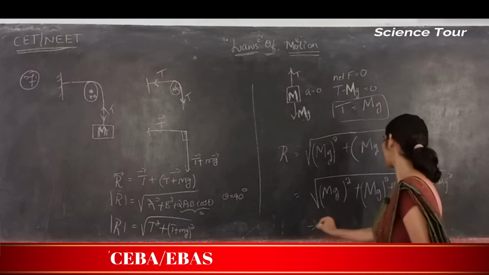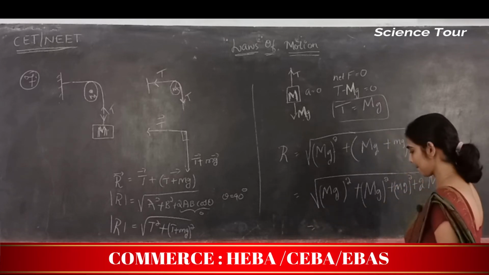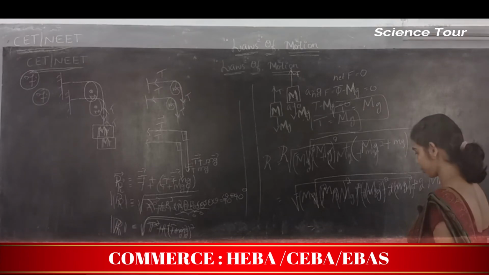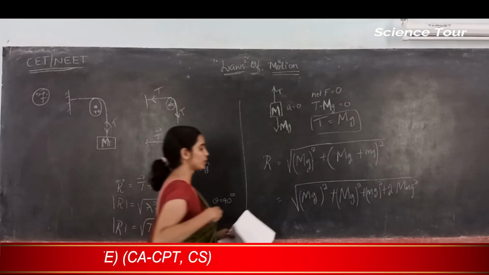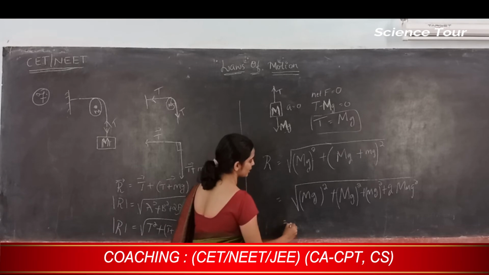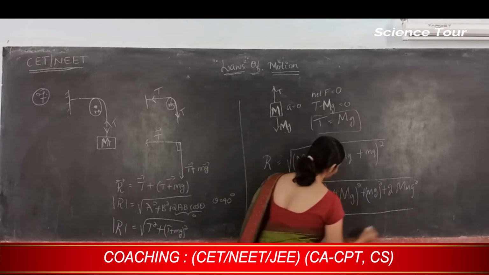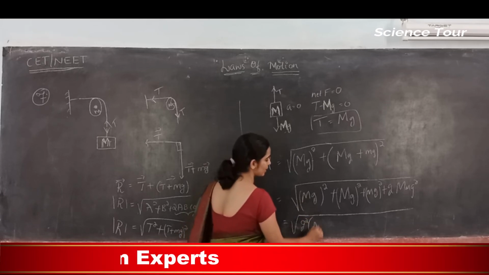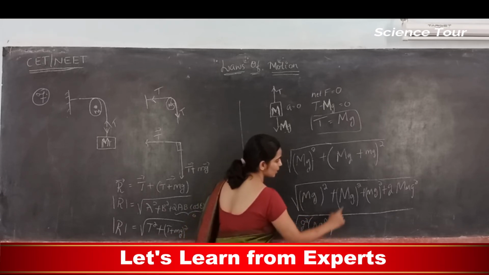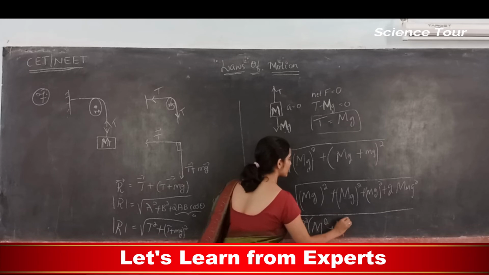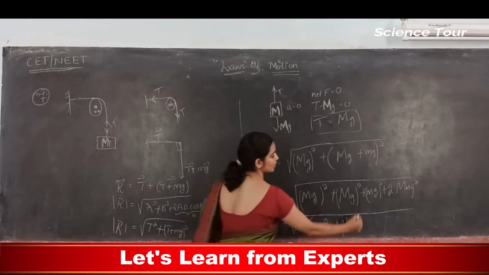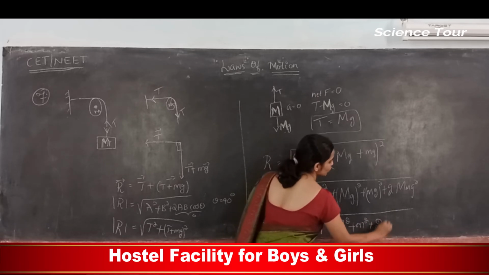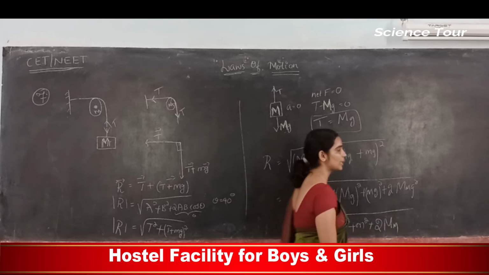Okay. Then you can write this as... So now what do we do? g square is common, take it outside inside the square root. So g square. What is remaining here? Remaining is capital M square. And here small letter m square plus here 2 into capital M into small letter m.